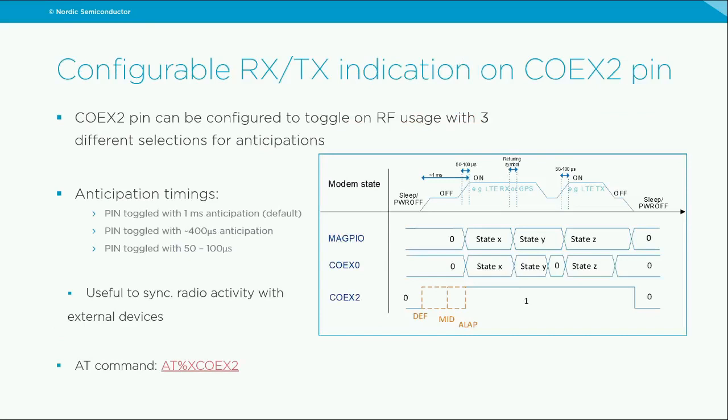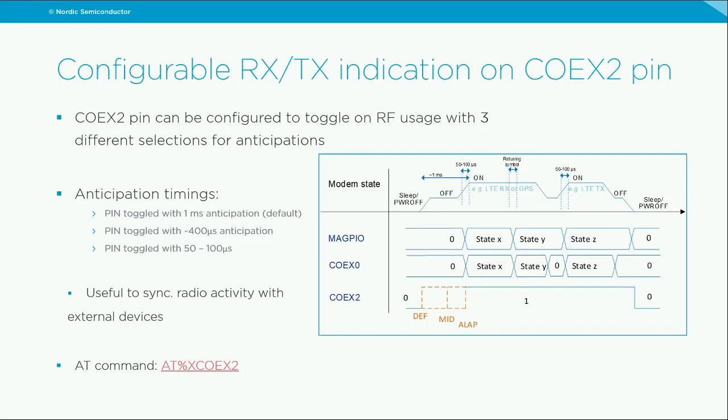And this is the next feature that's very useful. You can get an RX-TX indication on a specific COEX2 pin. So you can actually configure a COEX2 pin to toggle right before the RF usage is going to happen. So right before you're going to have any transmissions or reception on the modem, you can actually get a signal out from this pin.